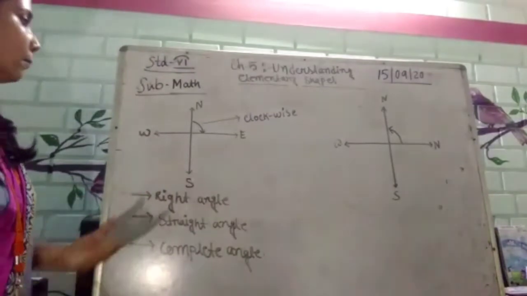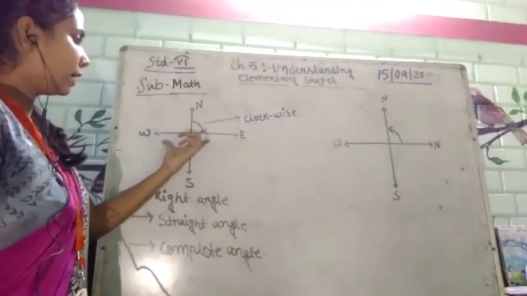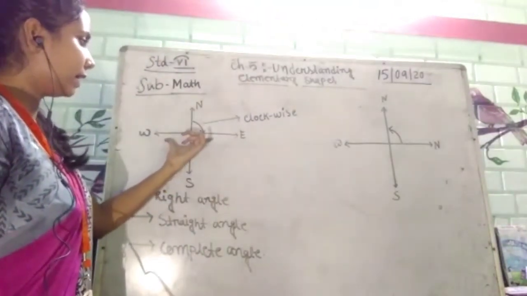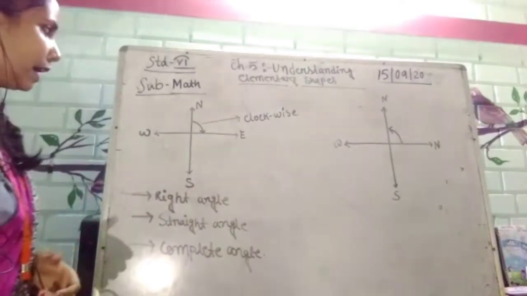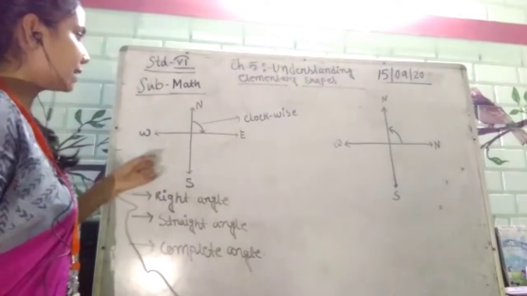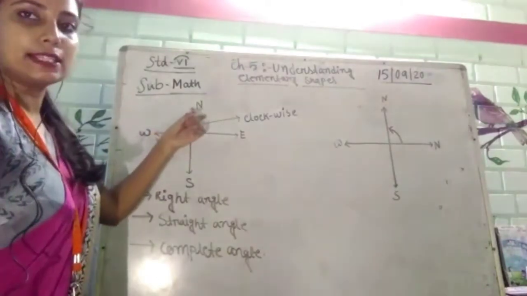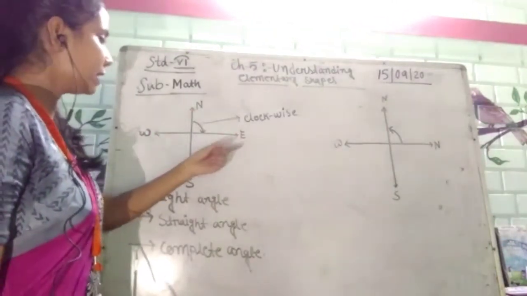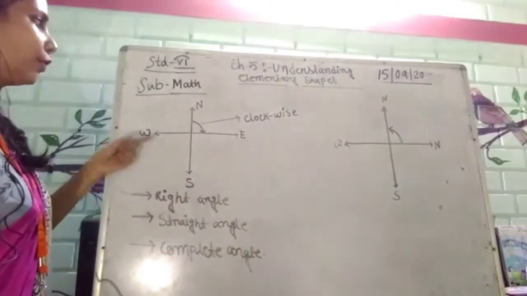So here I draw two lines. One is a vertical straight line and one is a horizontal straight line. Okay. So here you can see that four sides are given. This side is north. This is east. This is south, and this is west.